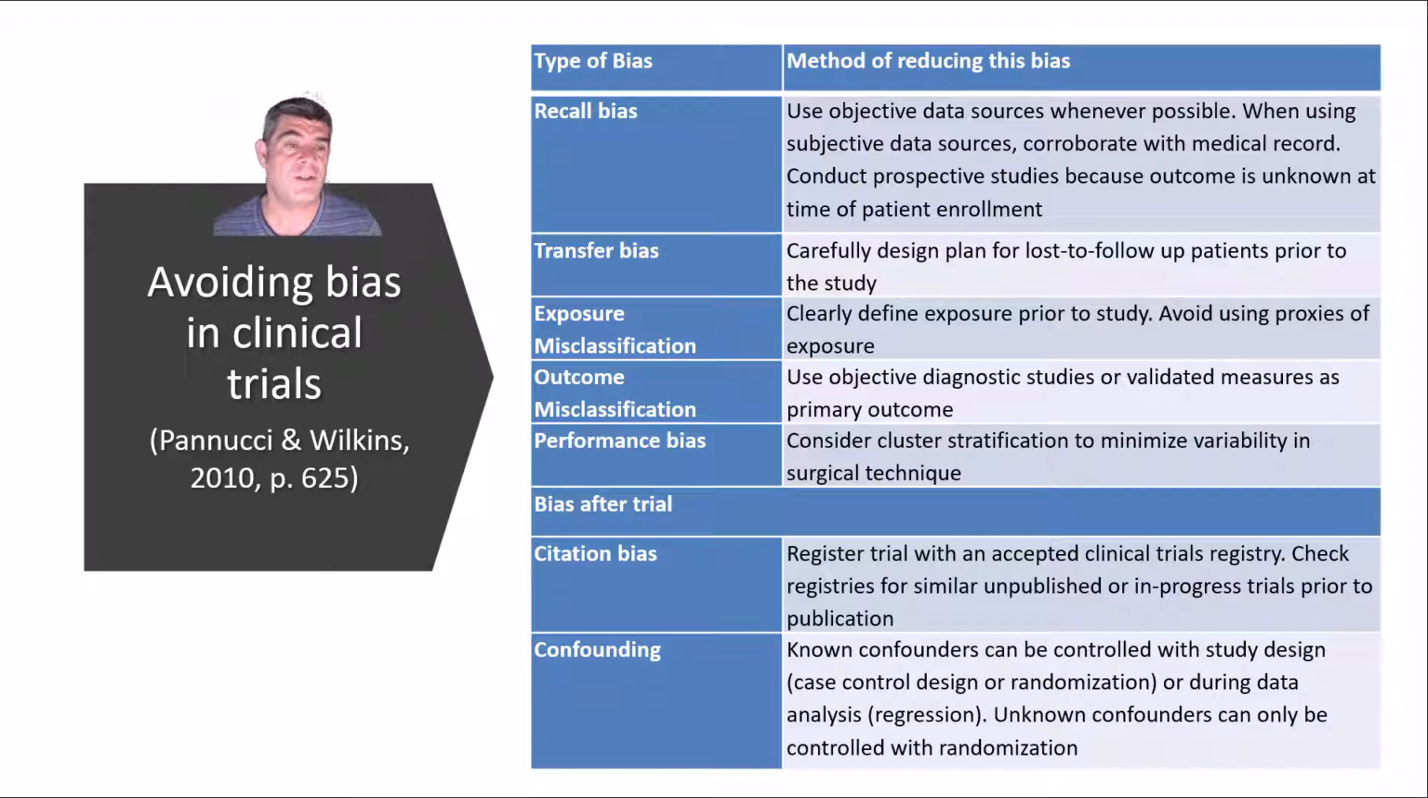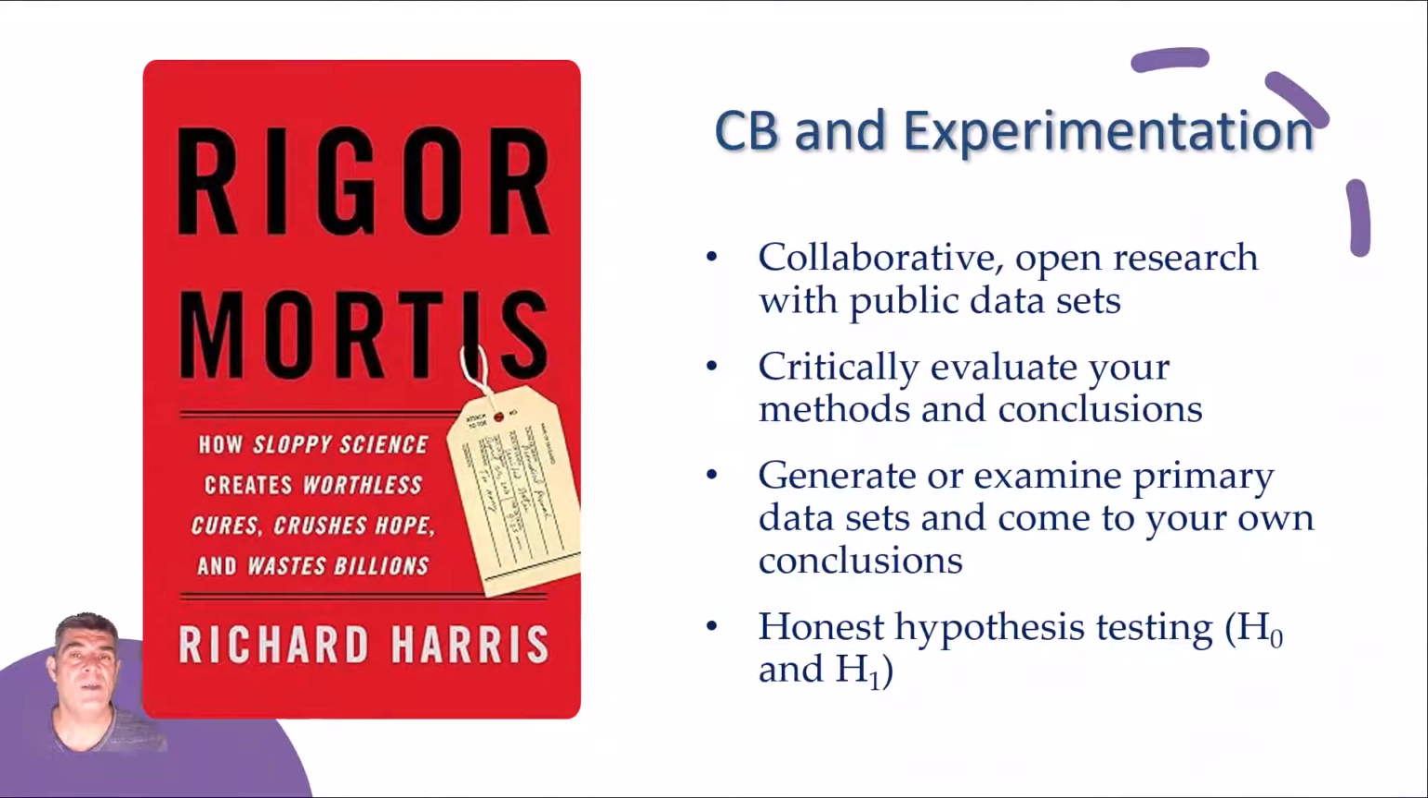So there are lots and lots of different biases that can creep into clinical trials, and these are just some of the things that have to be considered when these sorts of scientific undertakings are being carried through. So how is confirmation bias going to impact on our experimentation? Well, we need to make sure that the scientific process is collaborative.